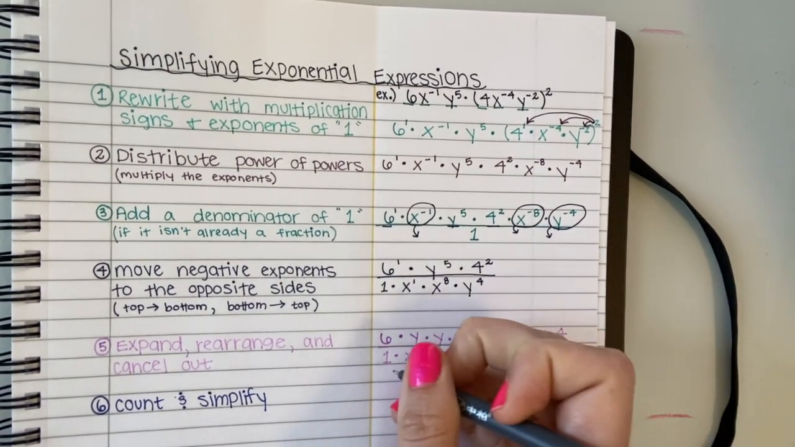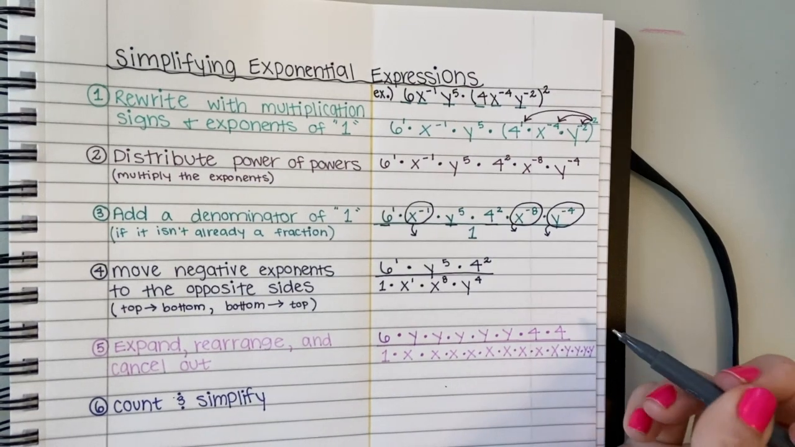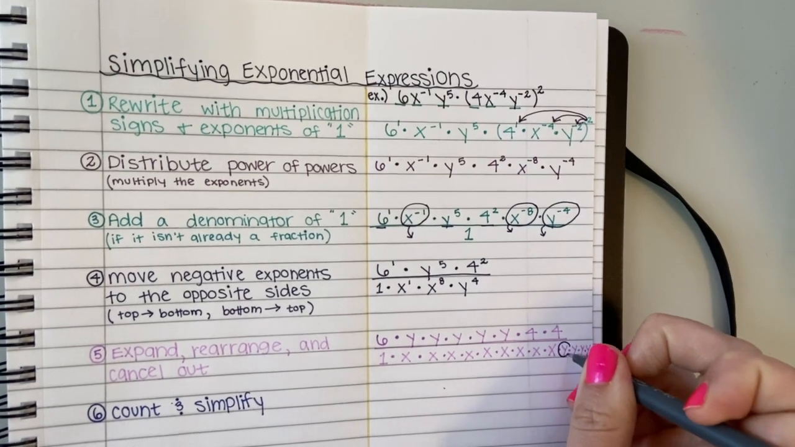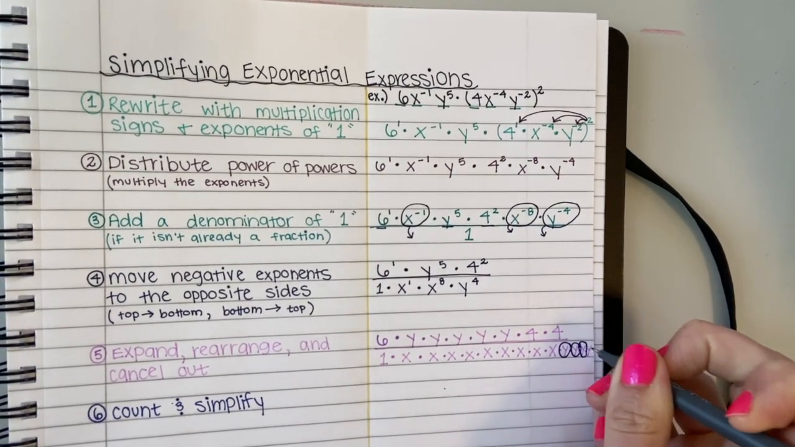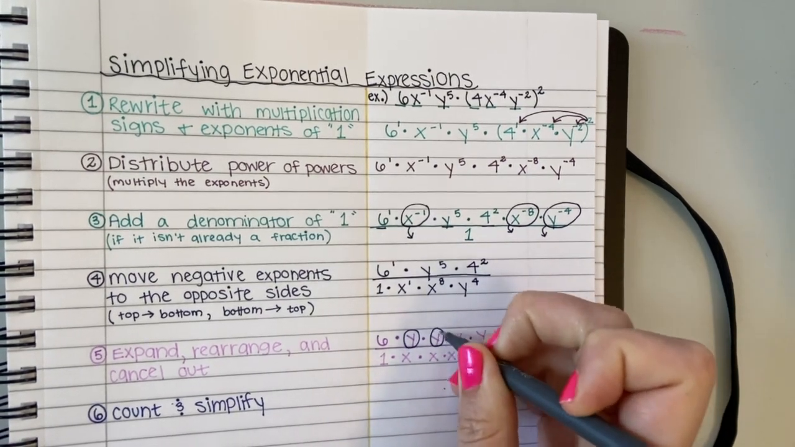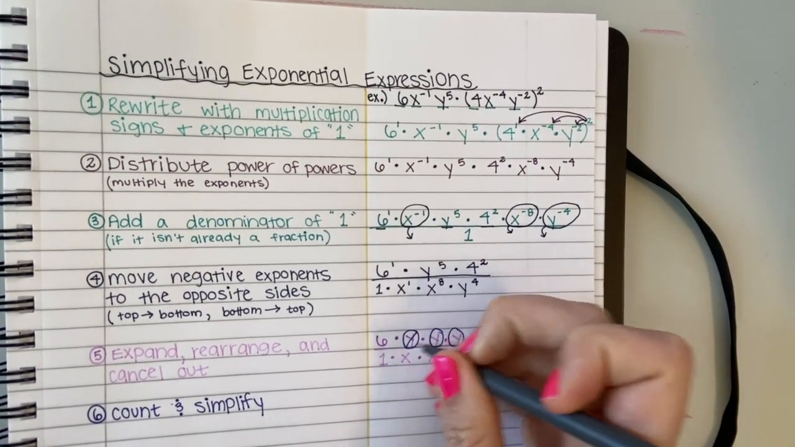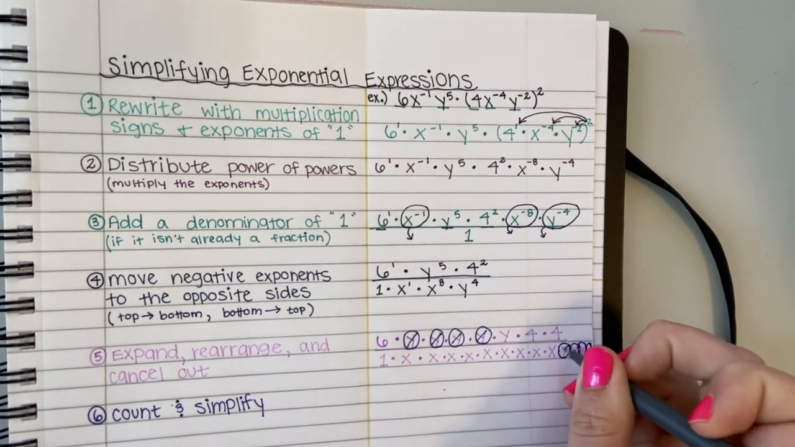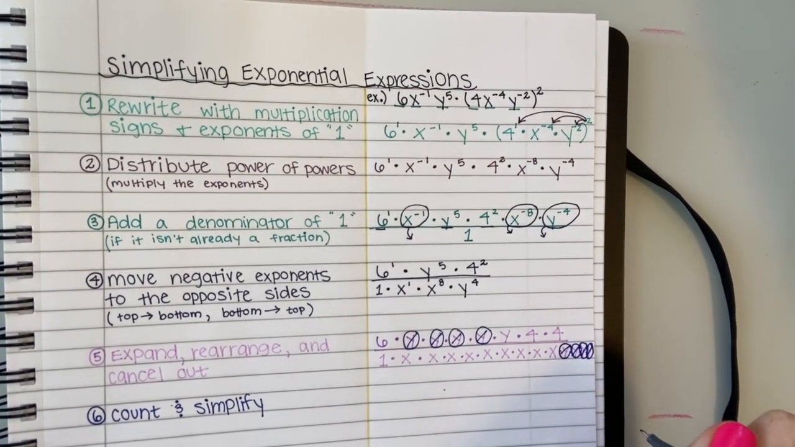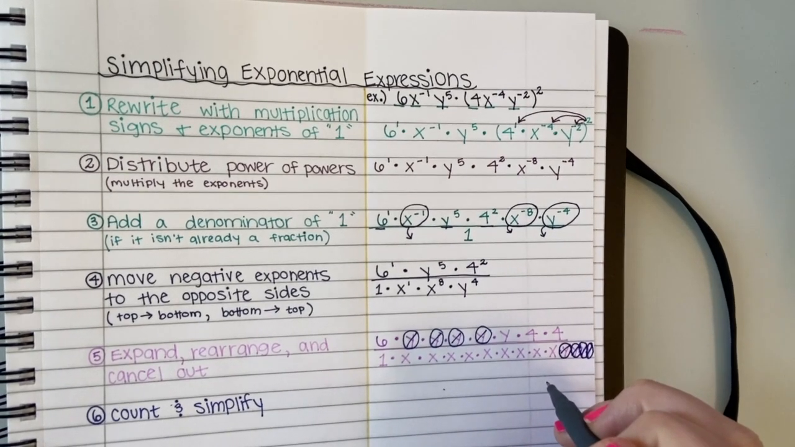Once I have it fully expanded, then I can start canceling out things that are the same on the top as the bottom. So I have 1, 2, 3, 4 y's on the top, and I have at least 4 y's on the bottom. So those just cancel out. They go away. Now I'm going to look to see if there's anything else the same on the top as there is on the bottom. I don't see any other similarities.